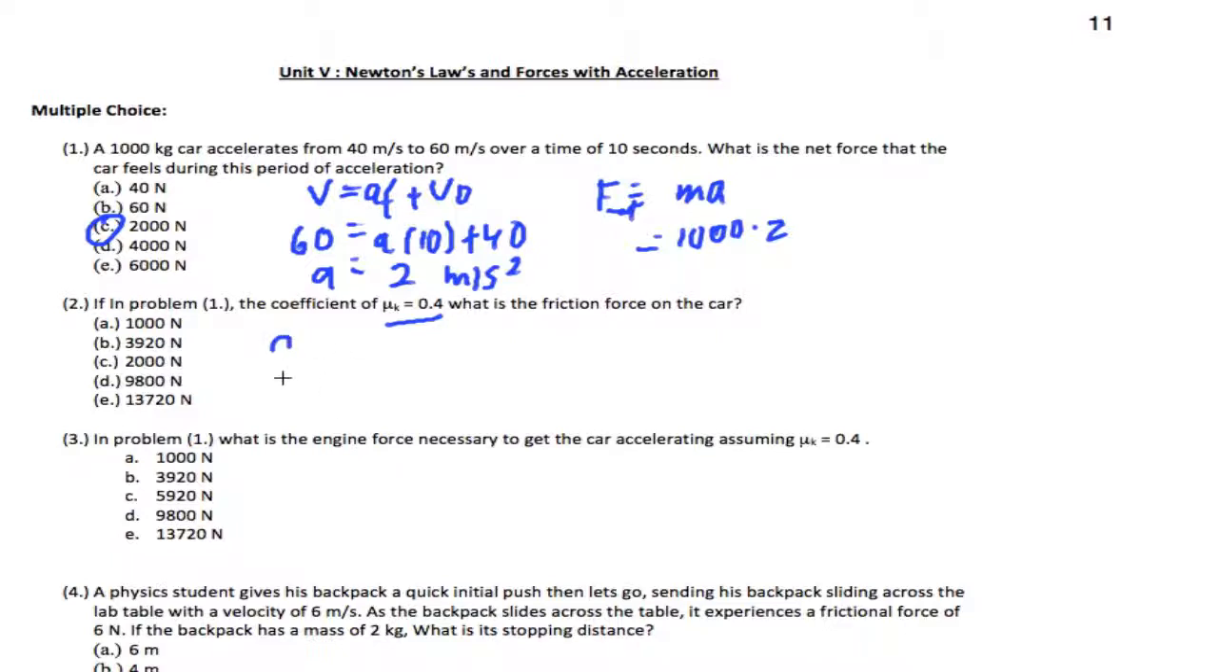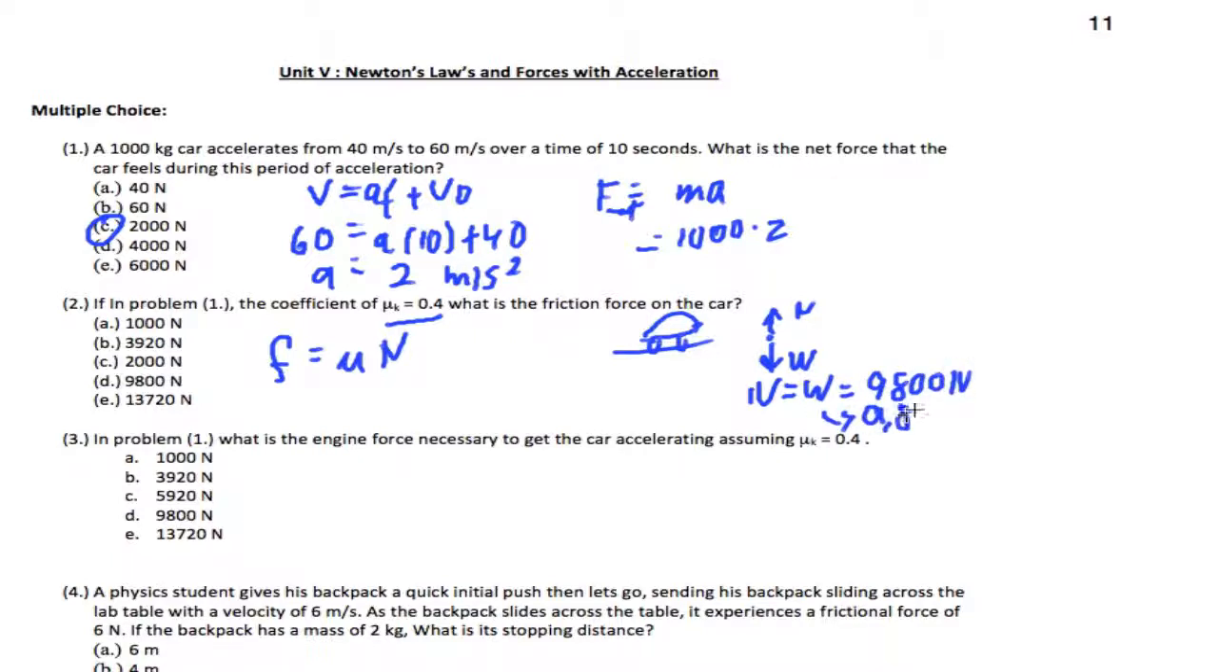Now, if the coefficient of friction is 0.4, we want to find the force of friction. So we know that friction is mu times normal force. The car is on the ground like this, so we're going to assume that the only forces we have are normal and weight, which means the normal force is equal to the weight, which is going to be 1,000 times 9.8, or 9,800 newtons, because that's 9.8 g times m, which is 1,000. And so F equals mu N is going to give us 0.4 times 9,800, which works out to about 3,920 newtons.